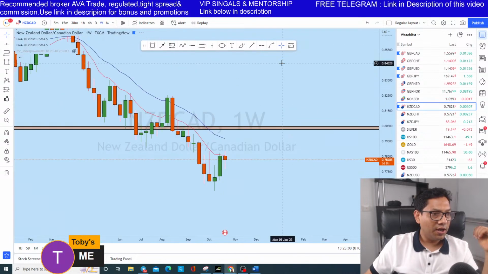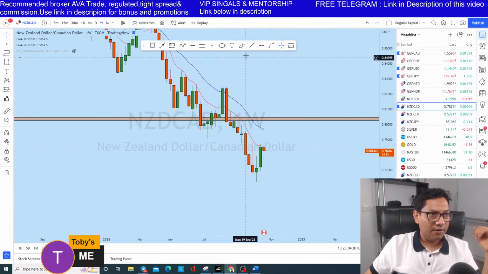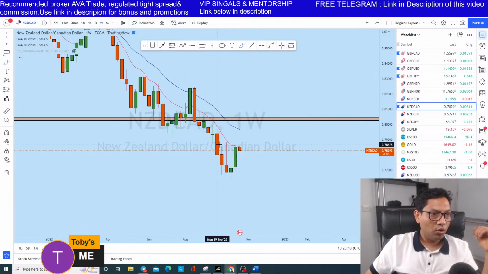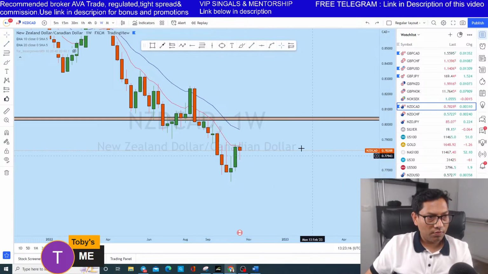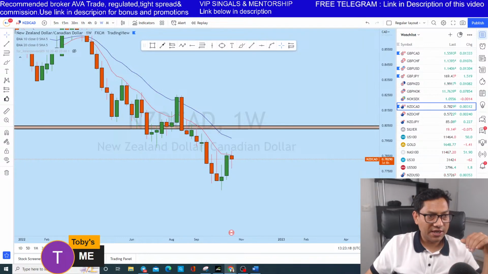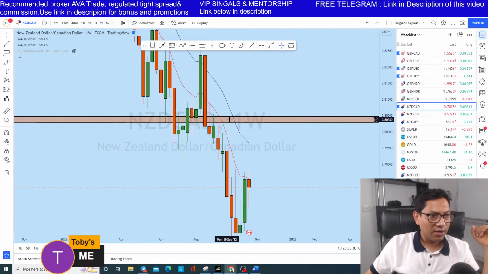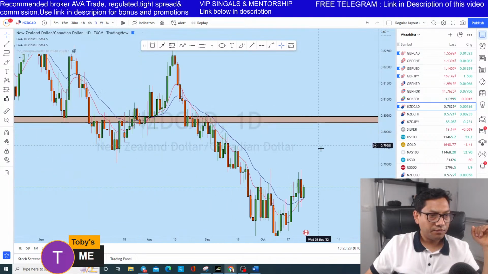Looking at the weekly, we see that there is a head and shoulders formed on NZD CAD. Nice looking head and shoulders. With that head and shoulders, we have seen that the price has broken down. Now I'm expecting NZD CAD to go up again to test the neckline of this head and shoulders. So we could potentially see some push to the upside.